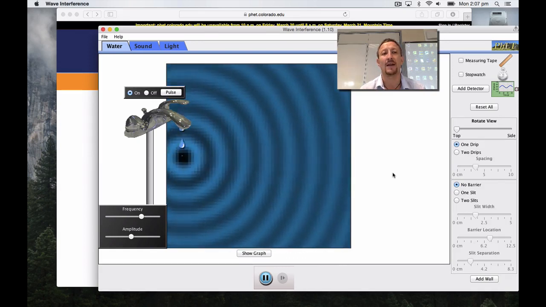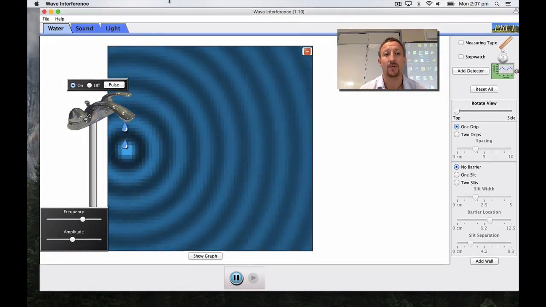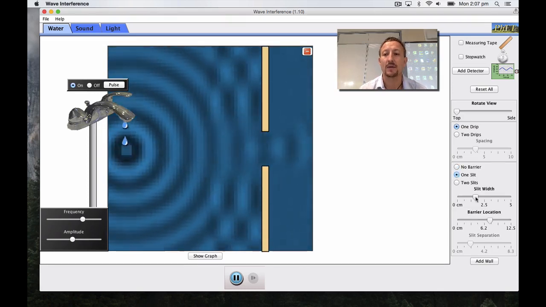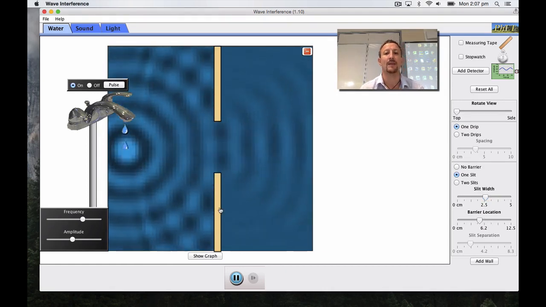Also, you could think about it with respect to whitewater rafting, and the idea that as you go through some boulders, you're going to generate some form of wave which is going to occur. So the wave's going to be moving through the boulders. So I'll come over here on the right hand side, and I'll go to that one slit area. And I'm going to move my slit to about 2.5 centimeters apart. So I'm going to move my barrier, and I'm going to put it around about that position.